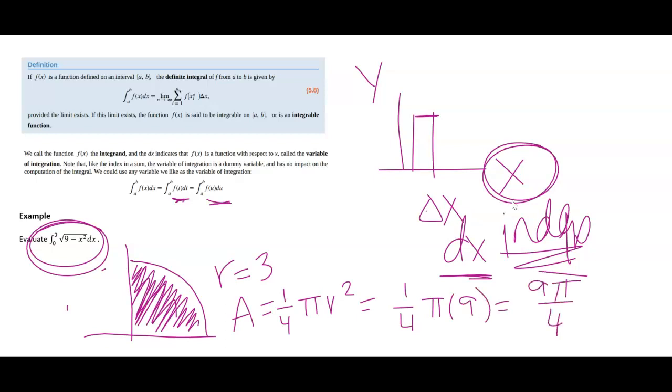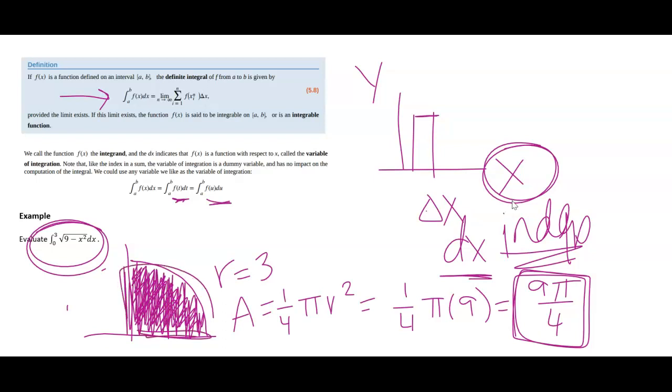So it's possible that you might still need to find areas of known shapes from geometry in order to find these areas. And the big connection is that this notation means find the area: find all of those heights over that interval, multiply them by their dx's, and figure out what that area would be.